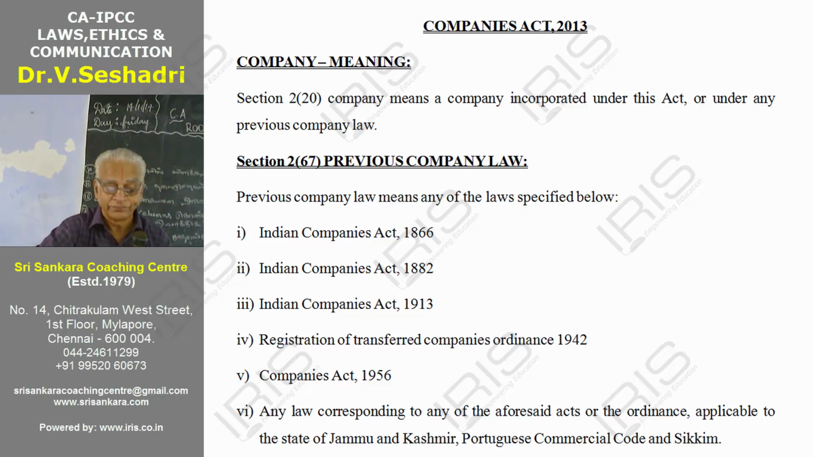That's why, starting from any company law which was in existence with reference to India prior to 1866, then 1866, 1882, 1913, 1942, 1956. The last one, any law corresponding to any of the aforesaid Acts, capital A, small a is there. Any Act corresponding to any of the aforesaid Acts or ordinance applicable to the state of Jammu and Kashmir, Portuguese Commercial Code and Sikkim. These are called the previous company law. This is the definition of company.